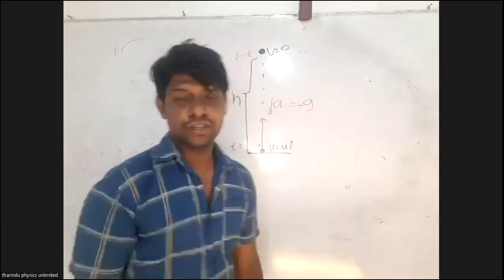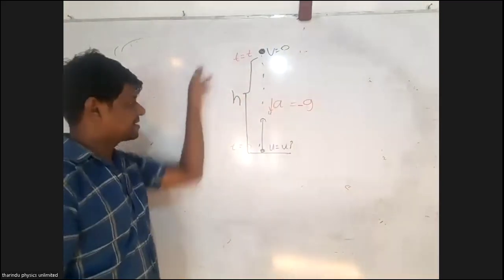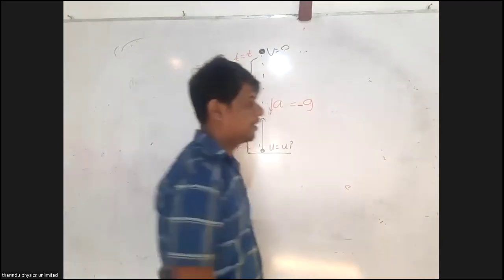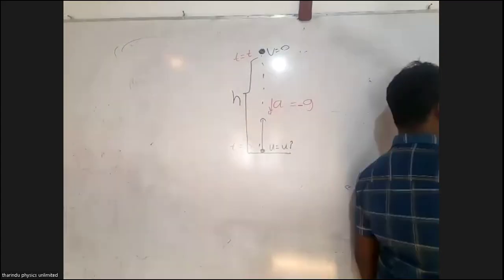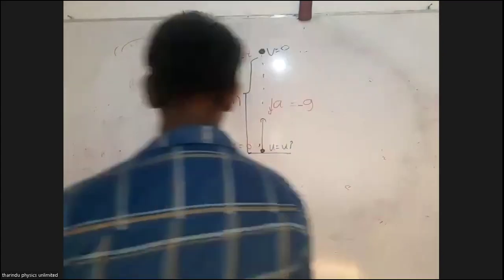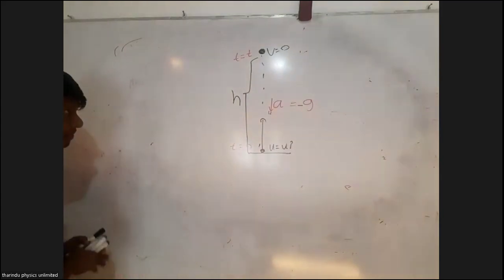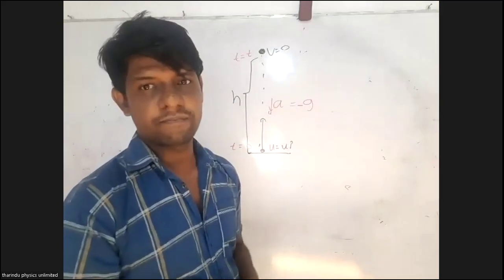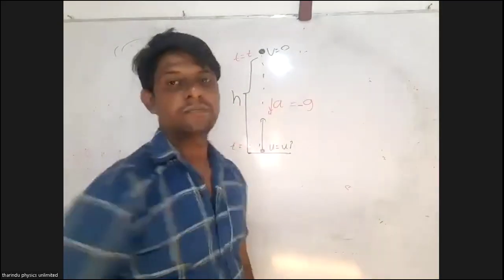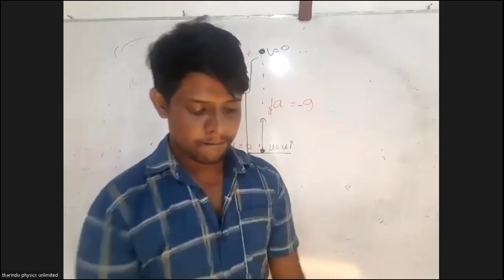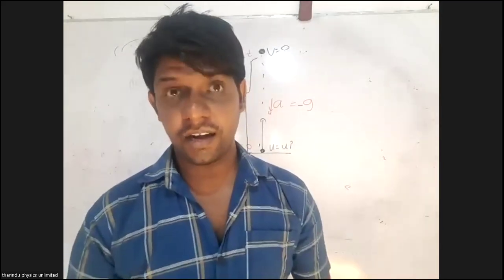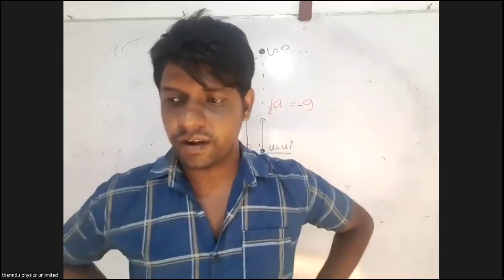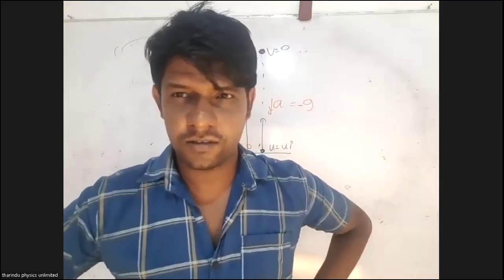Initially the motion was set to move upwards. So the initial direction is the upward direction, and gravity acts downwards always.